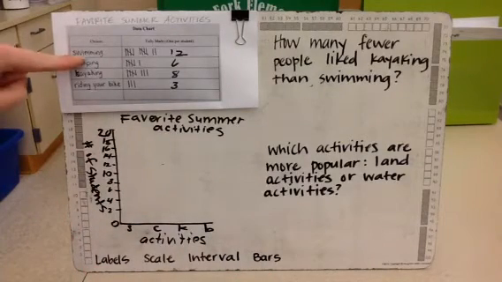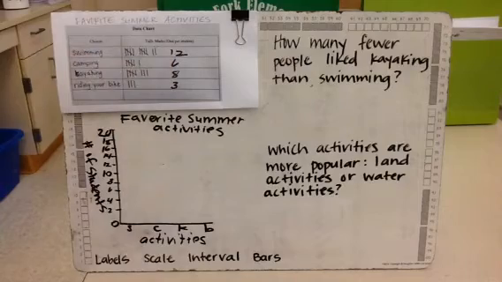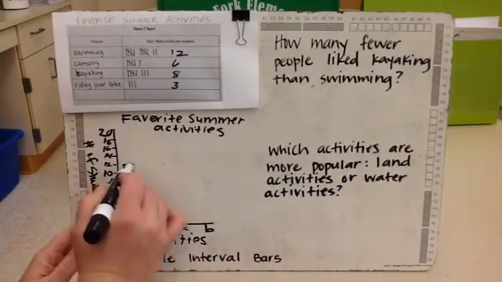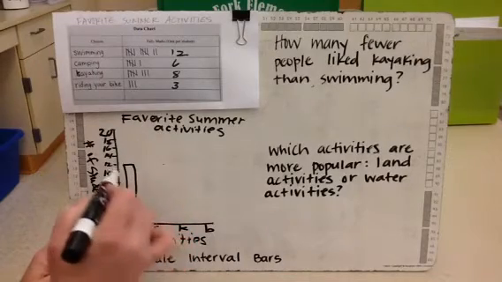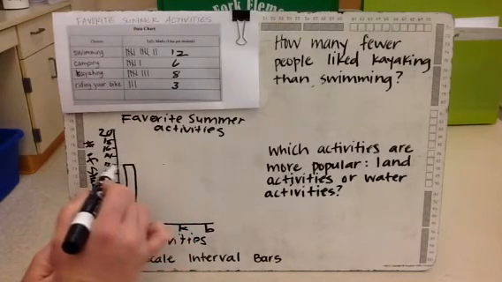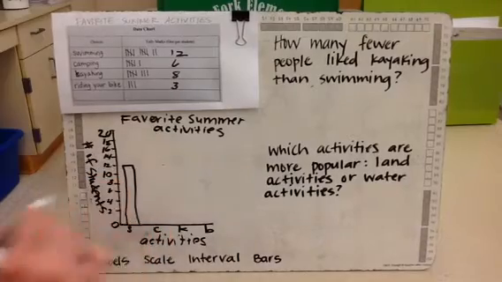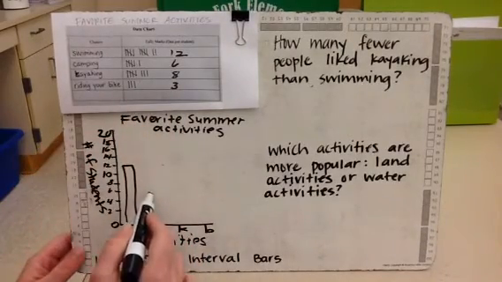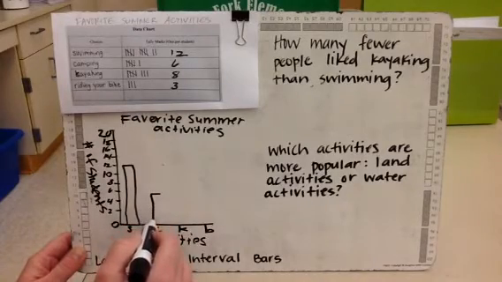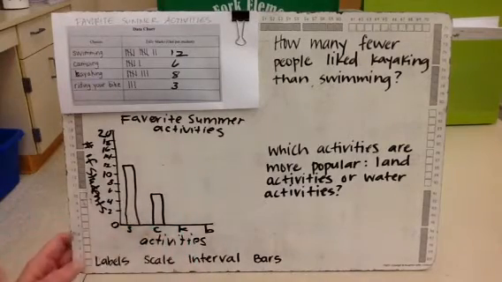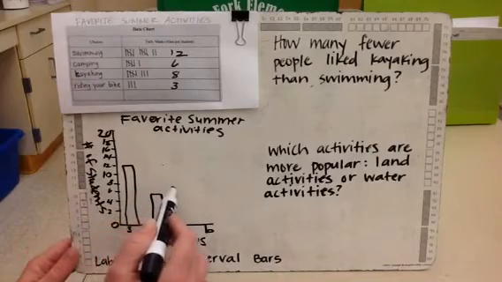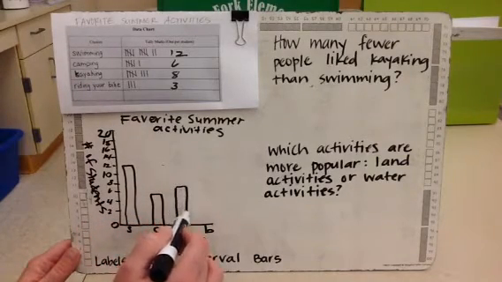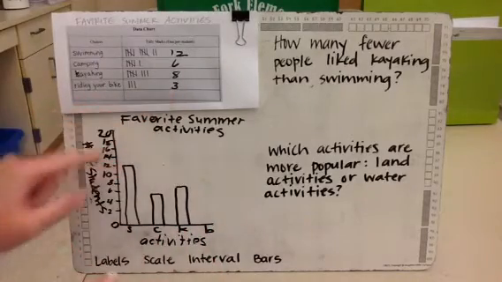So swimming here, I need to make a bar that has a height of 12 to show that 12 people liked swimming. Now, because that is one of my interval marks here, it needs to be right there, okay? Camping is 6 people, so I'm going to make my line there at the 6 and draw my bar. Kayaking was 8 people, so that should look a little bit higher than camping. And then riding my bike had 3.